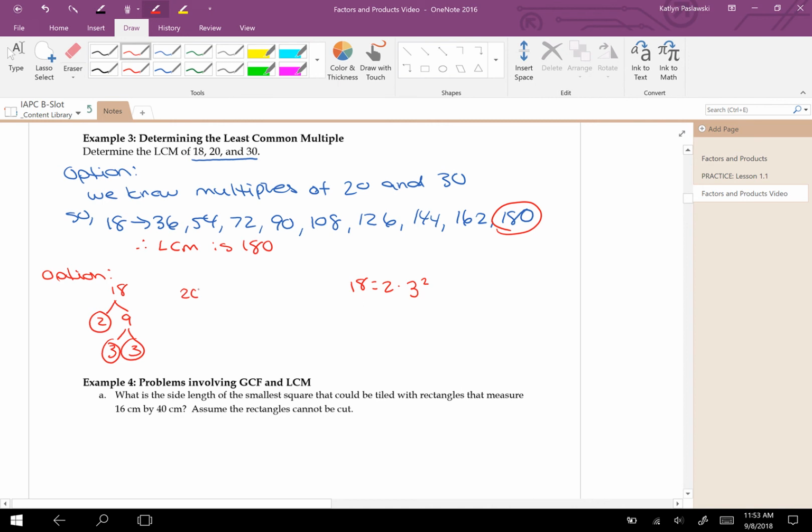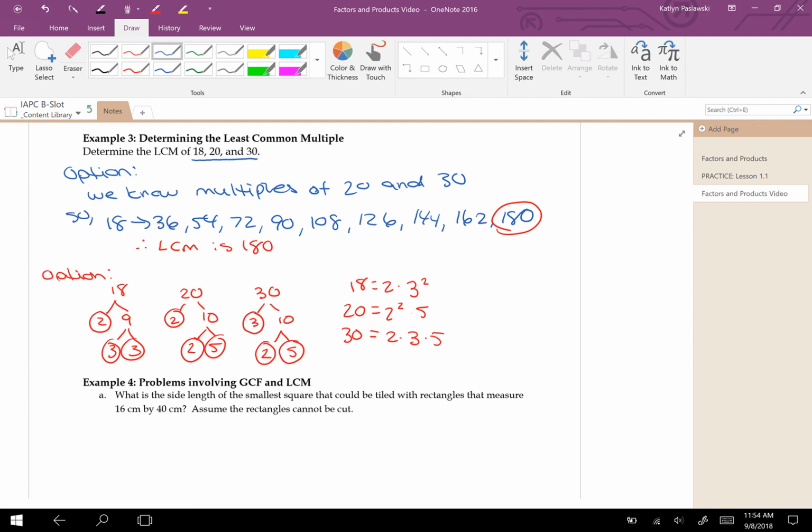Okay, now we have 20 broken down to 2 and to 10. 2 is a prime number. 10 can be multiplied by 2 and 5. Gotta stop there. Prime factorization of 20 is 2 to the power of 2 multiplied by 5. And now 30. 3 multiplied by 10. 3 is a prime number. 10 can be multiplied by 2 and by 5. Both of them are prime numbers. Therefore, prime factorization of 30 is 2 multiplied by 3 multiplied by 5.